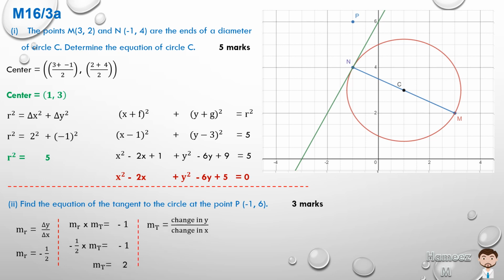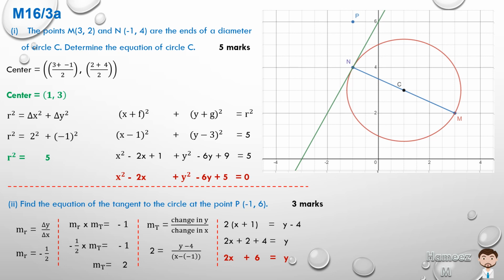So mt is equal to change in y over change in x, and we can substitute to find the equation of a line. So that will be 2 is equal to (y - 4) over (x - -1). We're using a point on the line, in this case N. And we can make y the subject of the formula. So let's carry the denominator across. We're going to get 2 times (x + 1) is equal to y minus 4. Let's expand and carry the minus 4 across. So it's going to give us 2x plus 2 plus 4 is equal to y. As such, the equation of that green line is y is equal to 2x plus 6.